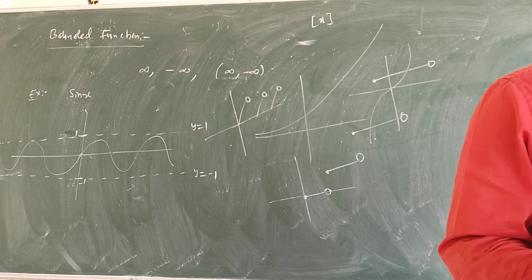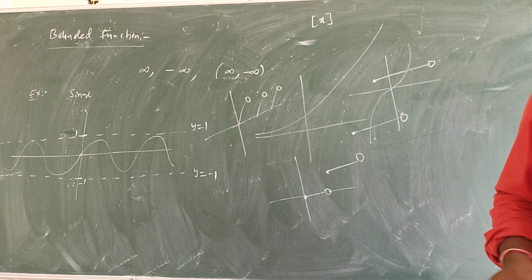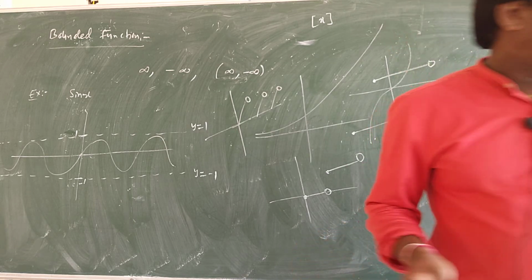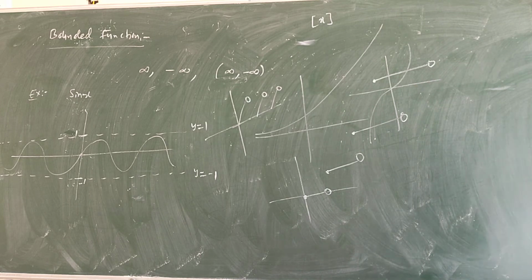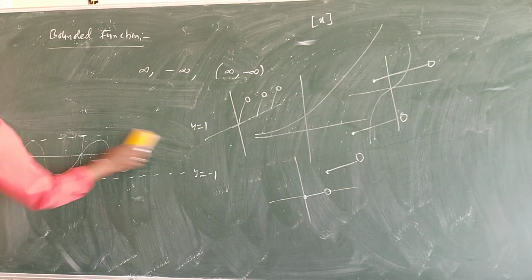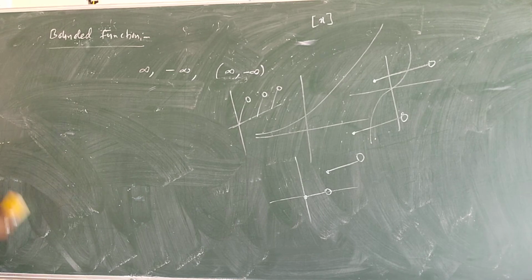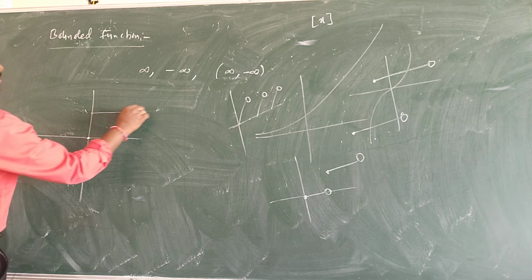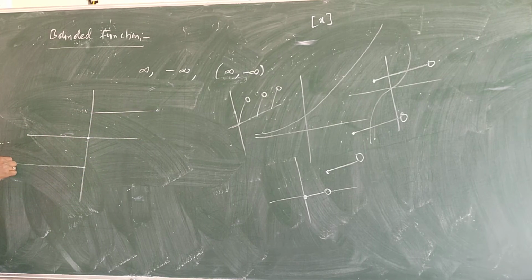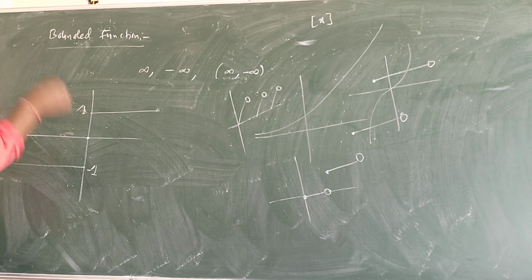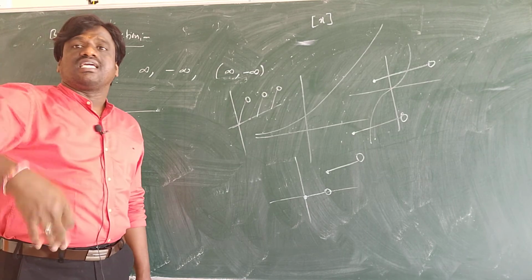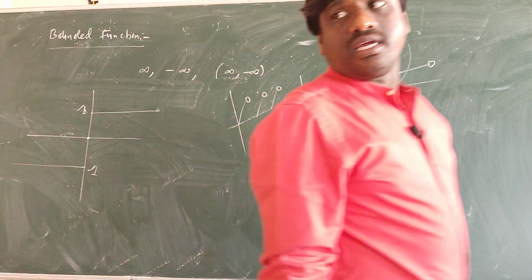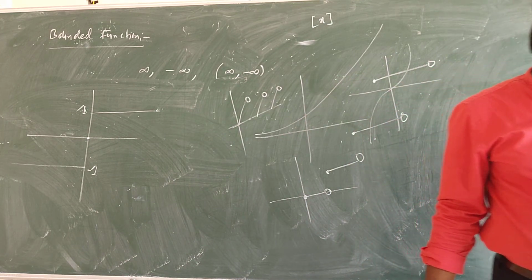Now the signum function. Tell me, is the signum bounded or unbounded? Signum of 0 is 0, signum of positive is 1, signum of negative is minus 1. The graph goes between which values? Minus 1 and plus 1. It's not going to infinity. You have to see the range. So the signum function is a bounded function.